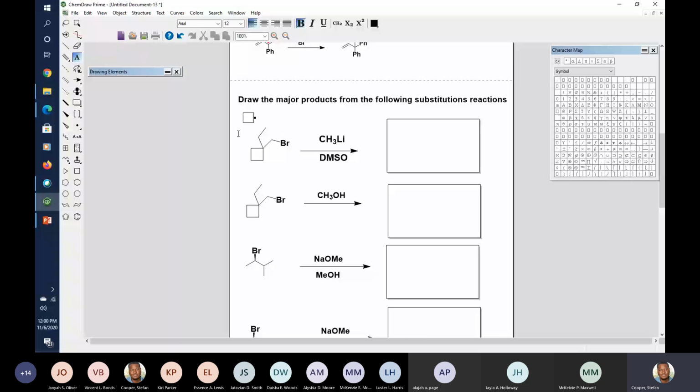For the sake of time, I'm going to say this is a primary alkyl halide. What type of solvent am I dealing with? Polar aprotic. And if you have another class and you've got to go, I'm going to keep the recording on to go through all this. Please feel free to come back in or watch this later.